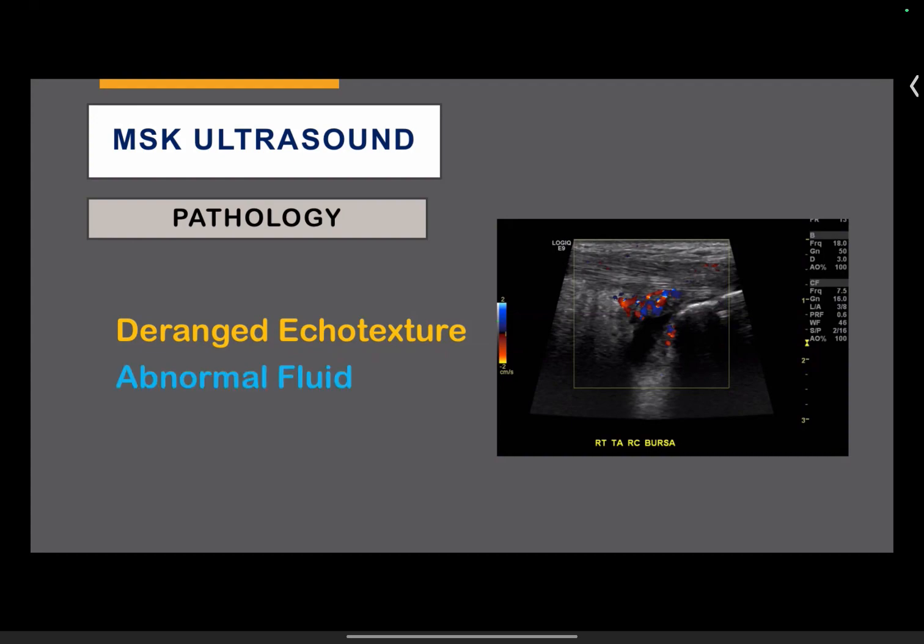The other is abnormal fluid, whether it's in the joint, in the bursa, in a tendon, or in the area of the ligament. And obviously, we use Doppler flow, which is a surrogate for contrast enhancement. This is a patient with acutely worsening dorsal heel pain. You can see the normal echotexture of the Achilles tendon, but there is fluid in the retrocalcaneal bursa and florid bursitis. So this patient has retrocalcaneal bursitis.